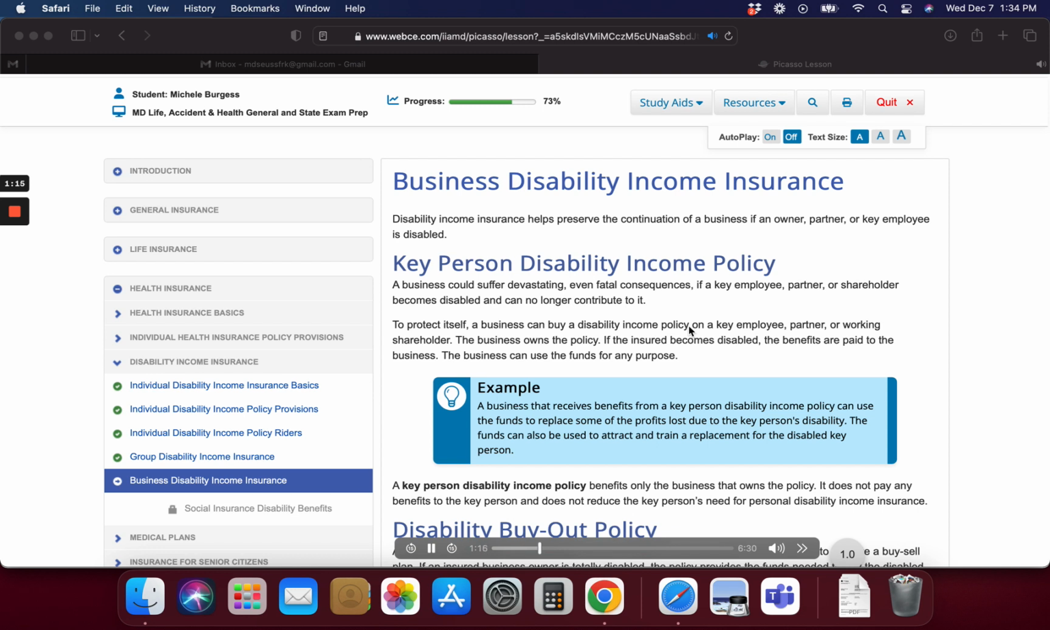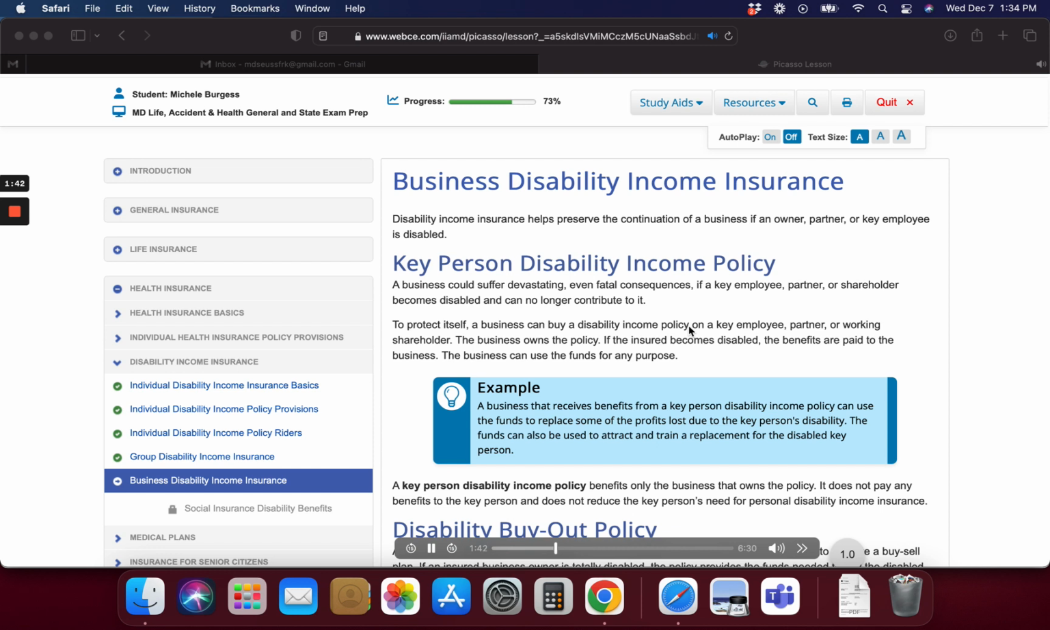Disability buyout policy. A business disability buyout policy provides business owners with the funds needed to execute a buy-sell plan. If an insured business owner is totally disabled, the policy provides the funds needed to buy the disabled owner's interest in the business. Although a business disability buyout policy can pay a monthly benefit, it is more common for the benefit to be paid in a lump sum. That money is then used to buy the disabled owner's business interest.